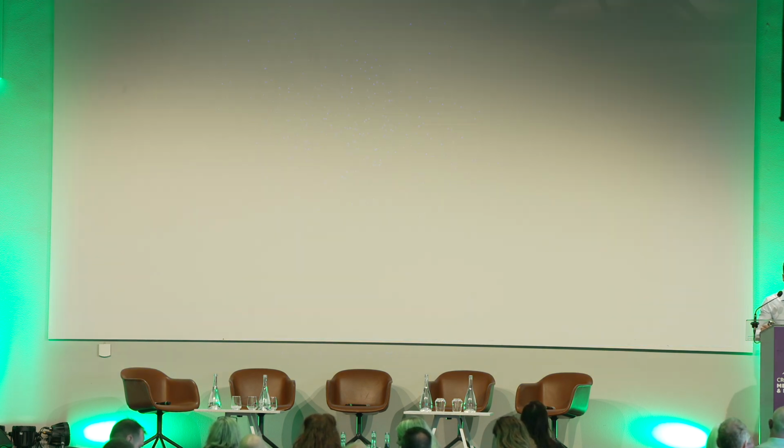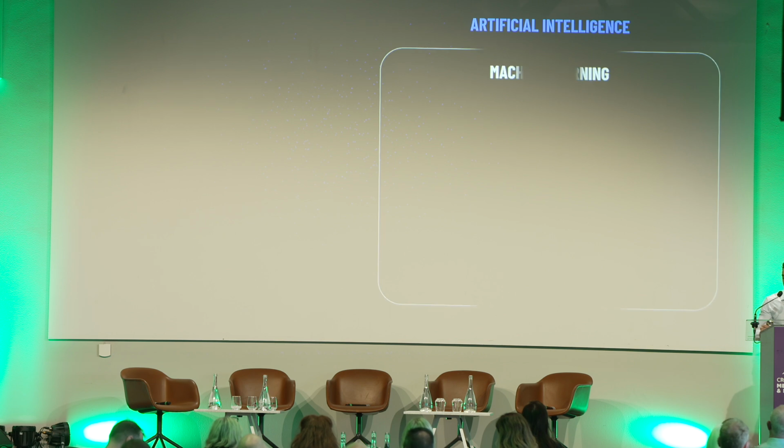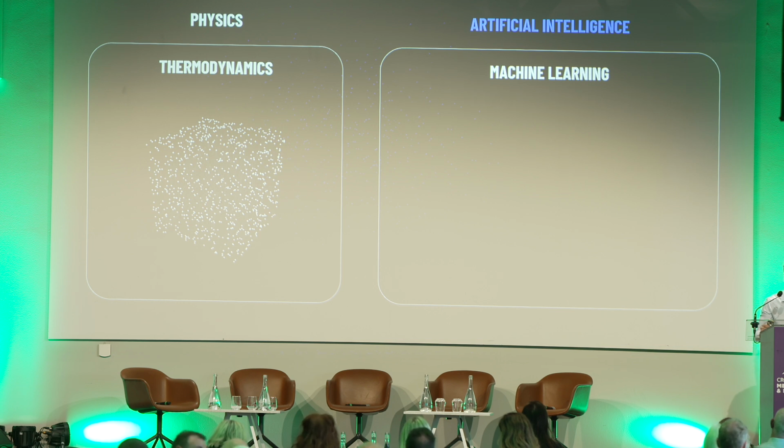So let's start with the big question. What is AI? So AI, or artificial intelligence, it's a complete field of study, pretty much what physics or thermodynamics is for physics. So artificial intelligence has different topics. The first one is machine learning. I'm pretty sure that you have learned about it, or you have heard about it.